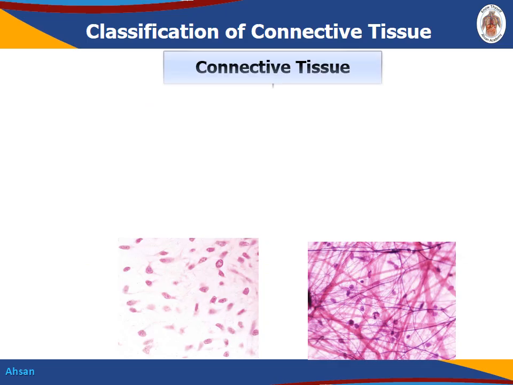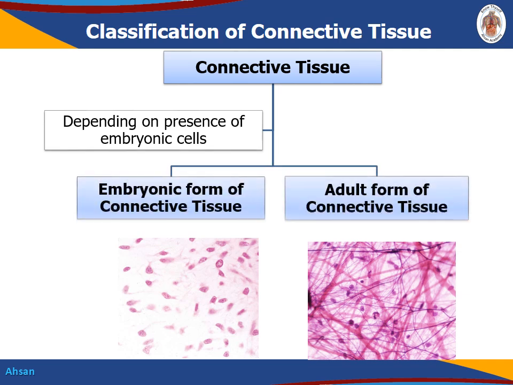Connective tissue may be classified into embryonic form of connective tissue and adult form of connective tissue on the basis of presence of immature cells, that is known as embryonic cells.